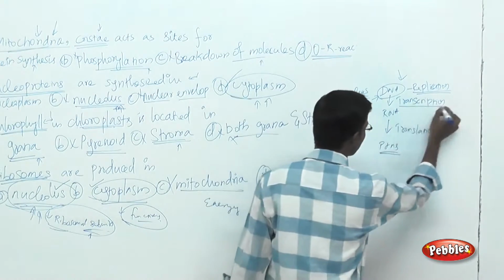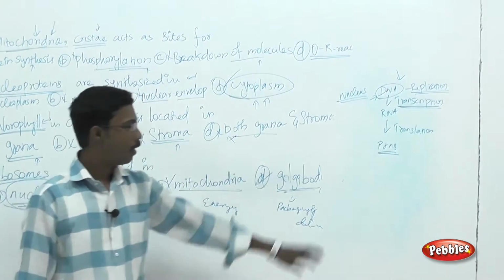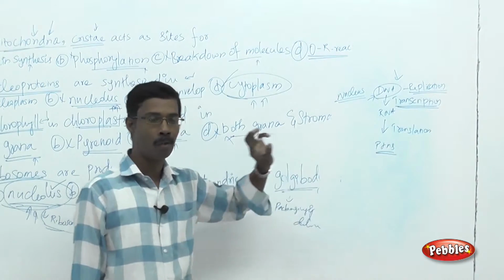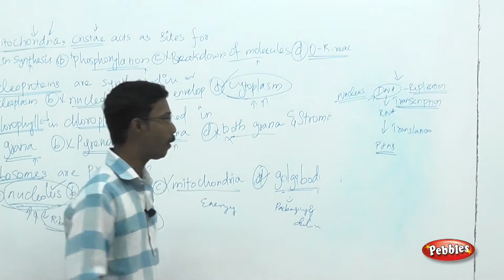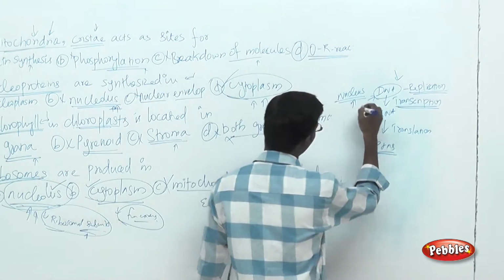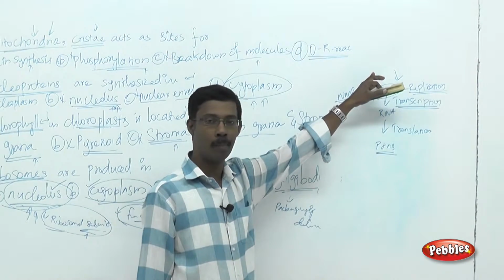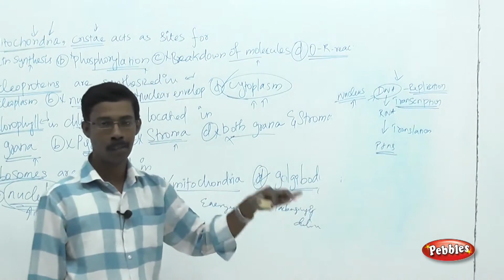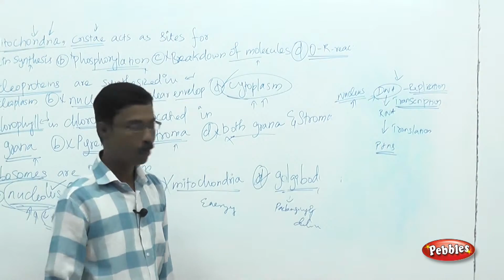The next process, transcription, synthesis of RNA. So what is transcription? You are copying the information from the DNA as an RNA molecule. The transcription process must also happen within a particular structure, the nucleus. Why? Because the synthesis process requires the DNA molecule, which is present within the nucleus. So transcription also happens within the nucleus.